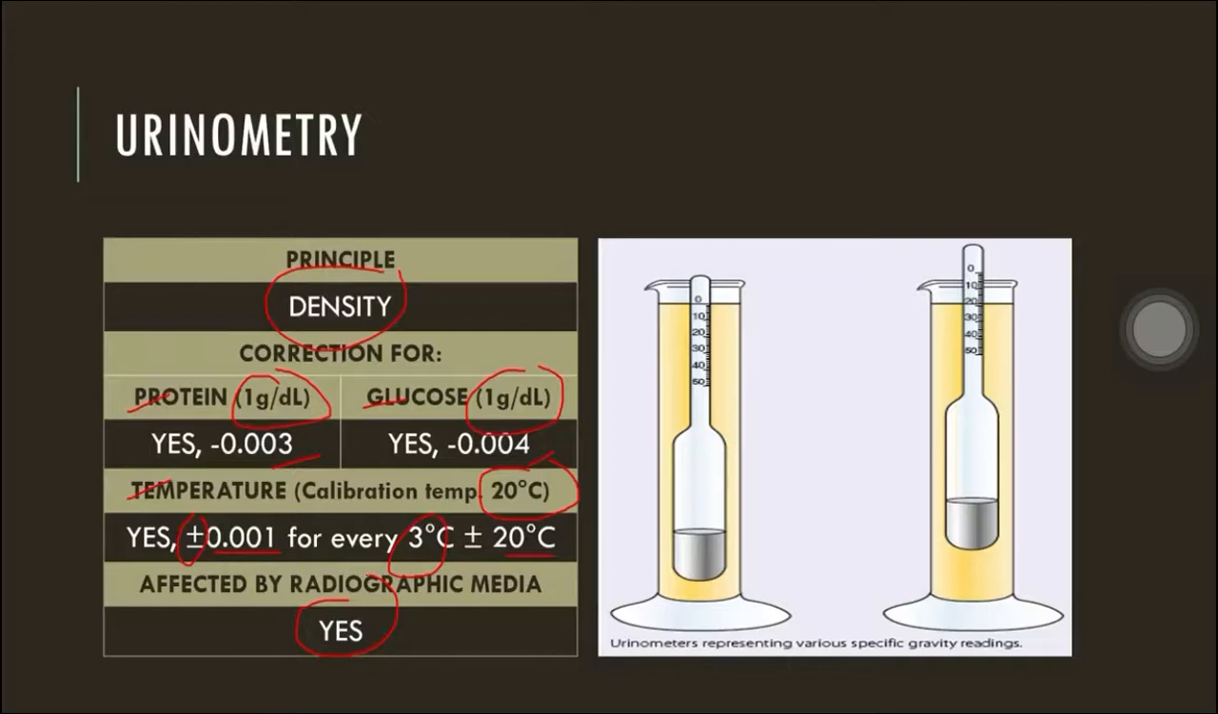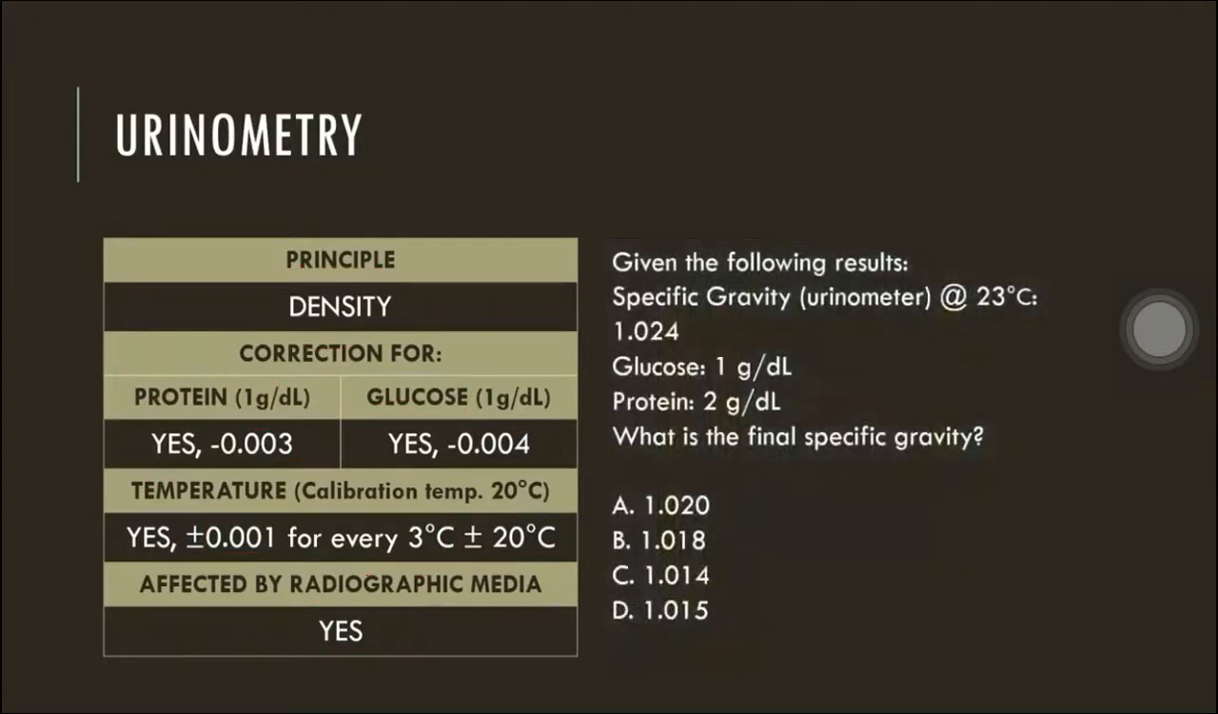So, in order for it to apply, okay, mag-answer tayo ng question. So, given the following results, specific gravity by urinometer at 23 degrees Celsius, 1.024, there is present glucose, 1 gram per deciliter. May protein din, 2 gram per deciliter. What is the final specific gravity? So, ano yung first step natin to approach this question? Okay, alamin muna natin kung ano yung method na ginamit for the determination of specific gravity para malaman natin kung ano yung i-correct. Okay? For in this problem, ang ginamit daw urinometer. So, alam natin kay urinometer, dapat mo mag-correct ng presence ng glucose, protein, at temperature. Okay? So, ang susunod na doon, dapat titignan mo na kung ano yung mga given result, of course.